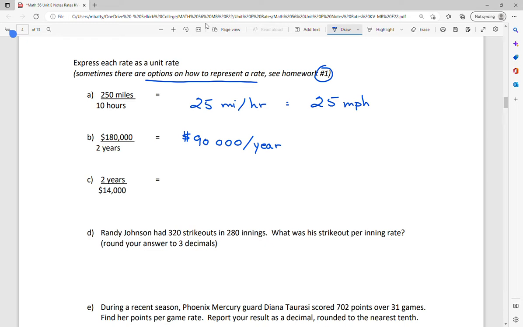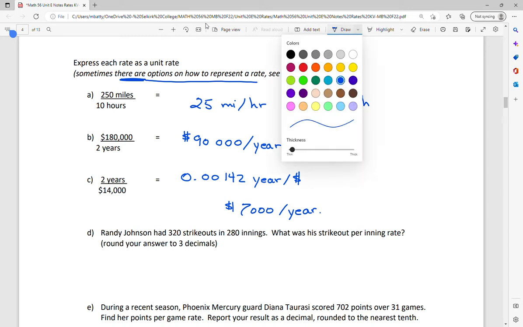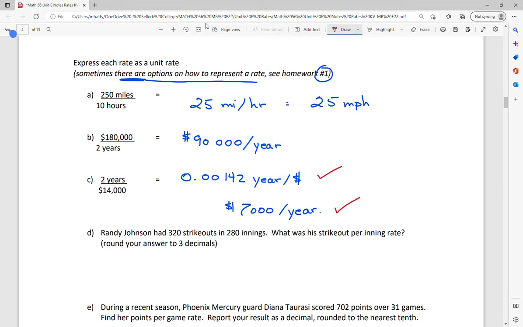This one's a bit of a funny one. I did the calculator work on it, and 2 divided by 14,000 gives me an awkward number, 0.00142, right? And that would be years per dollar. Well, that's not as useful. It's absolutely accurate. There's nothing wrong with it. We would often, because there are options in how to represent these, it'd probably be $7,000 per year, right? That seems a little bit more useful. Both are totally right. There's nothing wrong with either one of them, but this one's just a little awkward. And so you have options, and there are multiple ways of getting these things right.